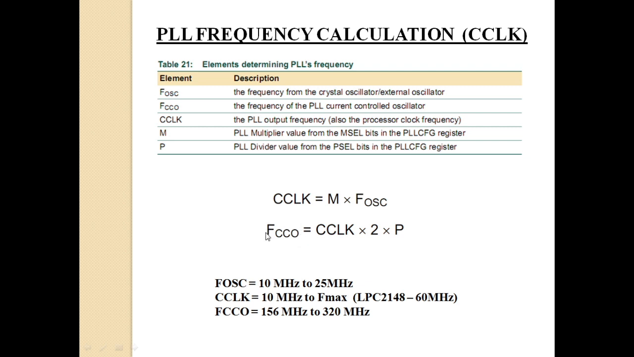FCCO is the frequency of the current controlled oscillator. There is a limitation for this also. The frequency of the current controlled oscillator should be within 156 to 320 megahertz. It should be within this range, right? The core clock is 60 megahertz, so what should be the value of P? You need to calculate the value of P. By calculating the value of M and the value of P, you can configure PLL0.